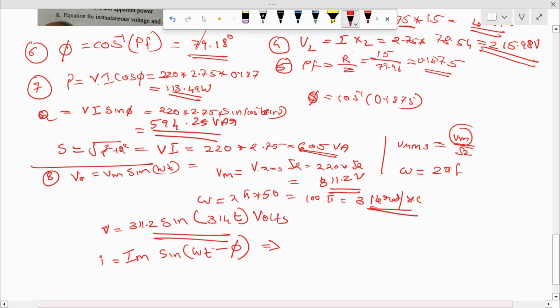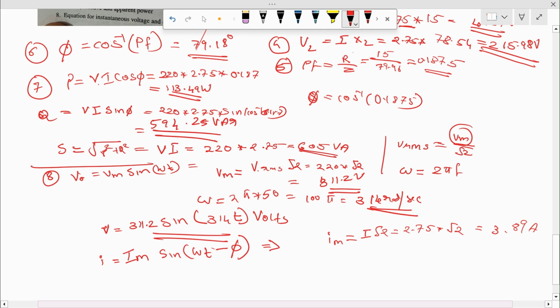So we have to find Im. What is Im? Similarly, for the voltage, we multiplied by root 2, so here IRMS into root 2. So 2.75 into root 2 will give 3.89. If you have any doubt, you can comment your doubts with the timestamp, right? So we got the Im.